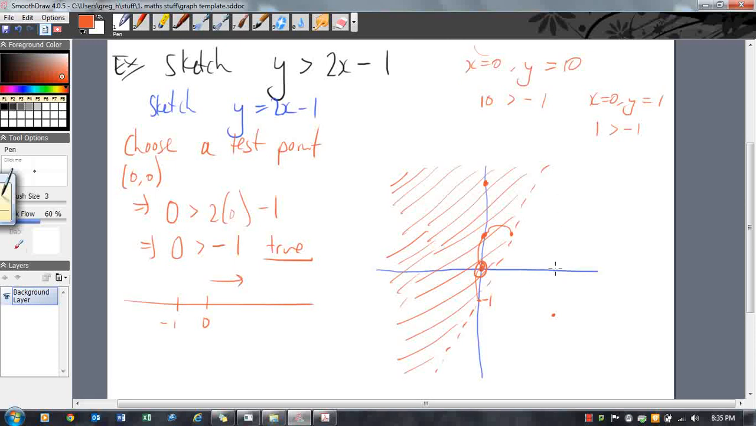Let's choose one. Let's go x equals 5 and y is equal to 0. Let's just choose that. X equals 5 and y is equal to 0. Let's see what happens. Let's put it in. So 0 is greater than 2 times 5, so 10 minus 1. 0 is greater than 9. Is this true or false? 0 greater than 9. It's false. It does not make sense. So this point is not part of the graph, and so this side is. That is the sketch of that inequality up there.